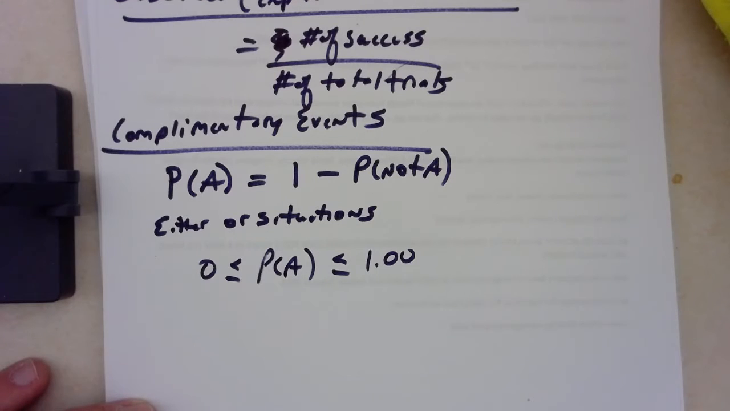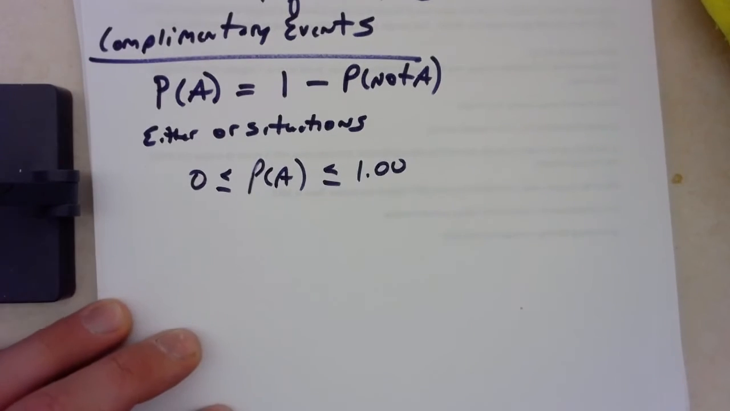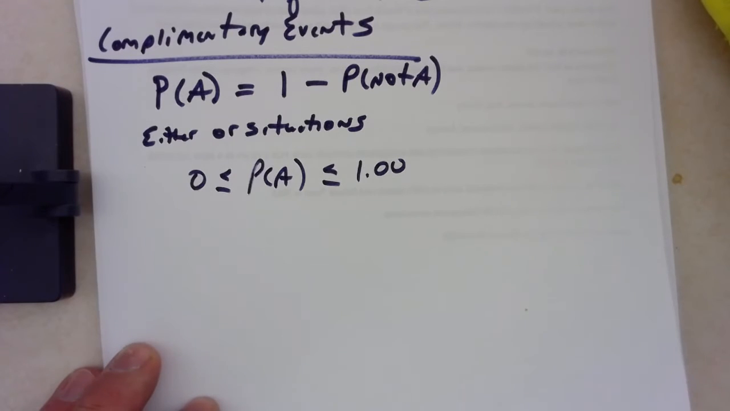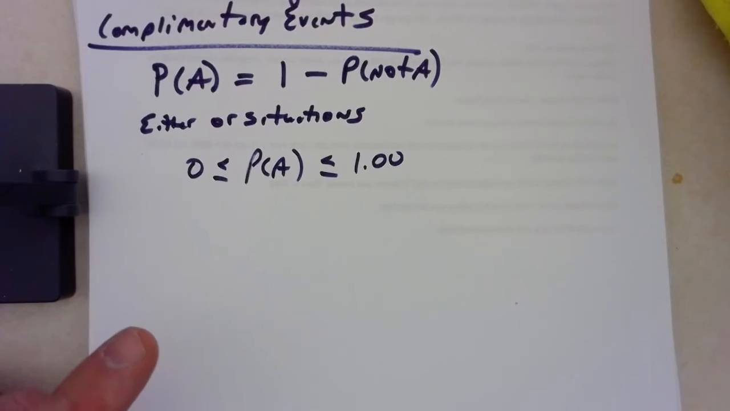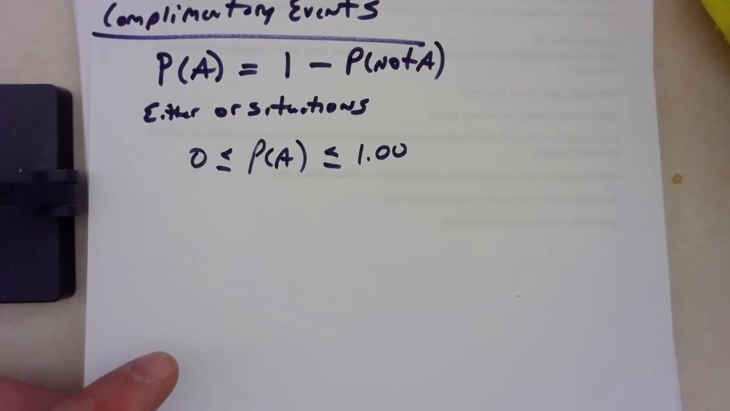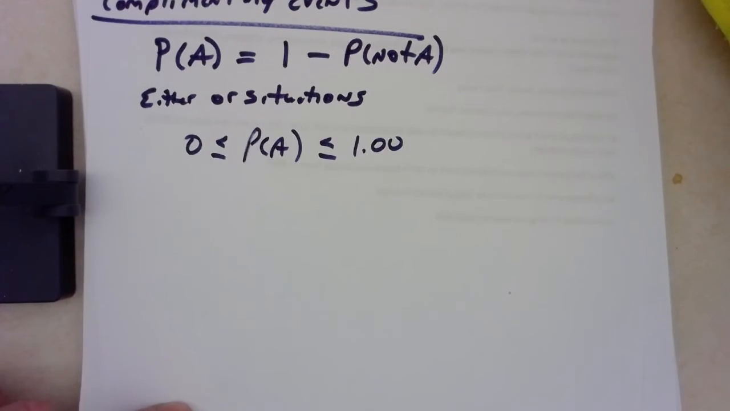So there's no way ever in the history of ever that the probability of an event could be more than 100%? Absolutely not. The number of successful outcomes cannot be more than the total number of outcomes. They could be equal.